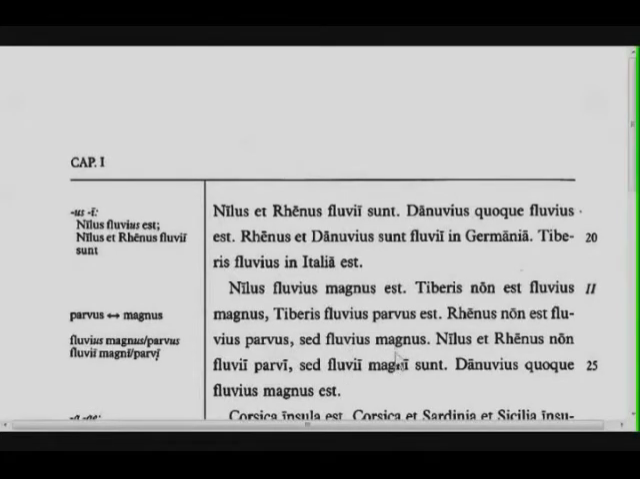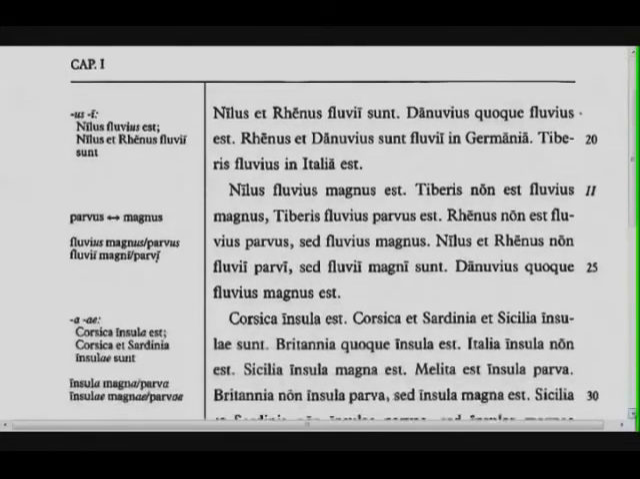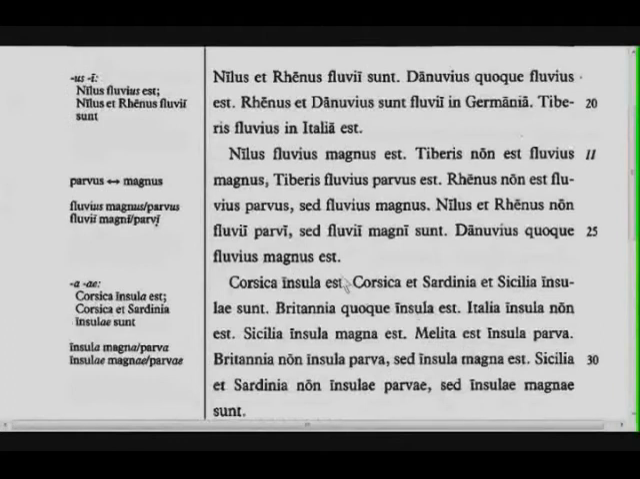Magnus and magni. Magnus, the singular form of the adjective, and magni, the plural. So adjectives, just like their nouns, will have number, what's called grammatical number, singular and plural. The next grammar point I want to show you is in line 27.